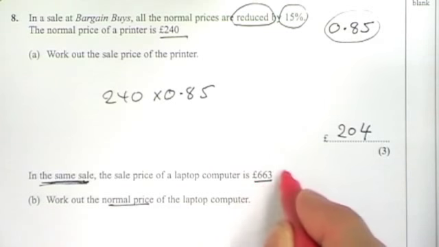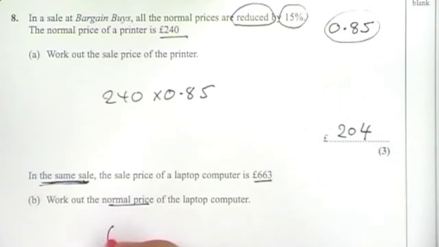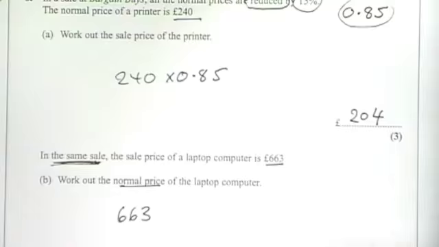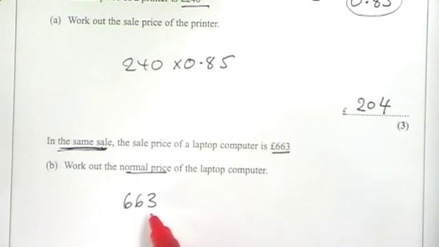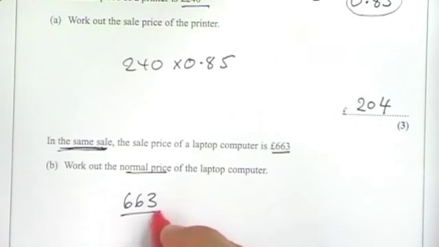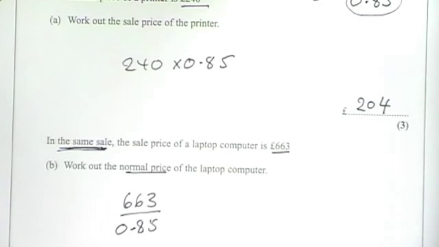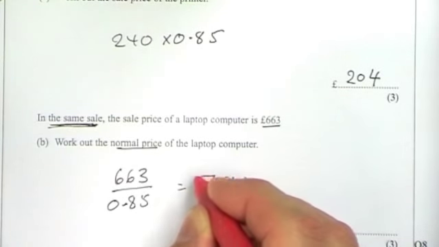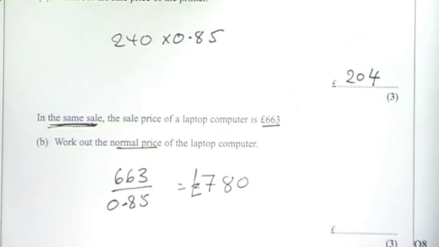So again, that's the price we're given in the question, so that's what we start with, 663. But because this is a reverse percentage, where we're actually trying to find out the starting price, now this is a reduced price, so our starting price is going to be bigger. We're going to divide. Instead of multiplying by 0.85, this is going to be a divide by 0.85. And that actually comes to £780 as the normal price before the sale.